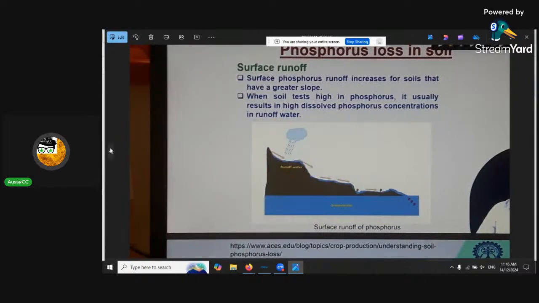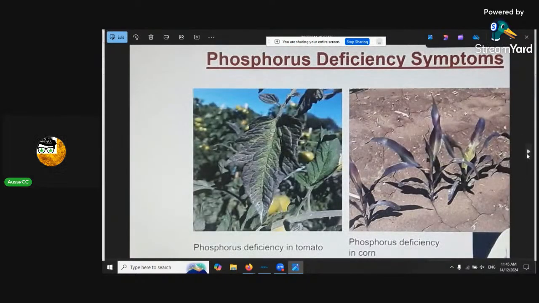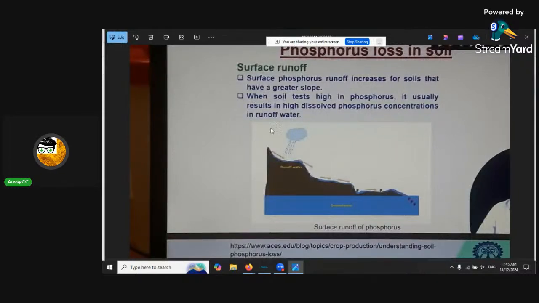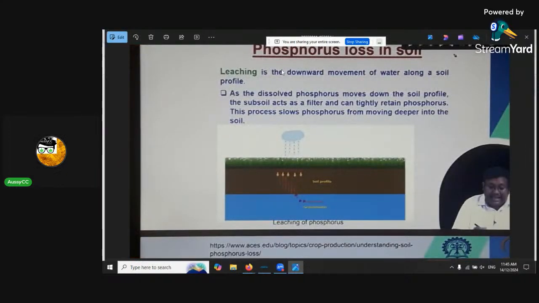And they'll go through all of these, the surface runoff just washes it all off, leaches it out. Leaching is the downward movement of water along the soil profile. So, too much overwatering. It's hard outdoors to control things sometimes.